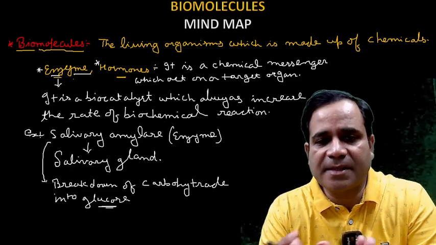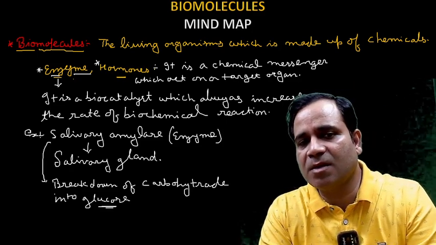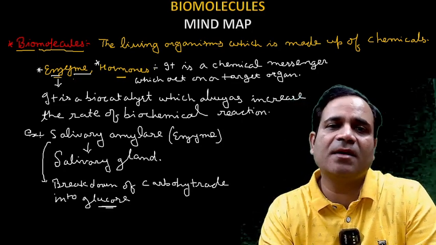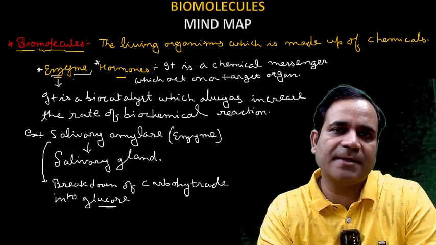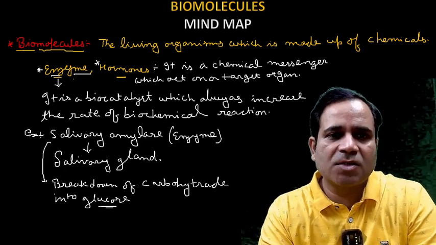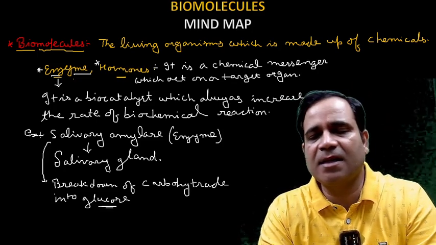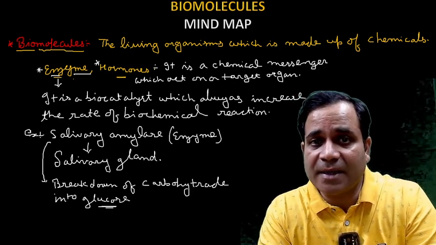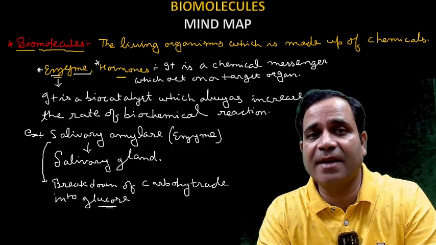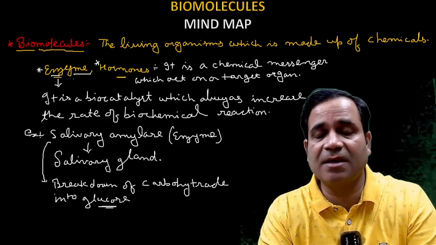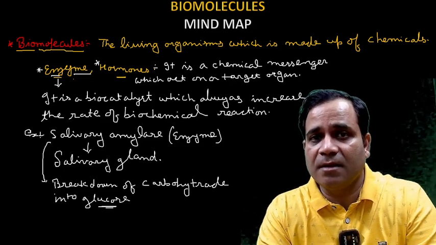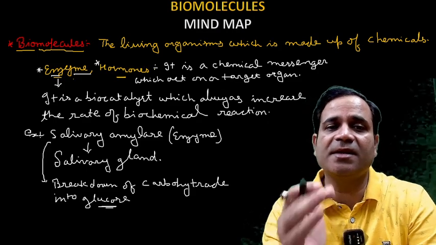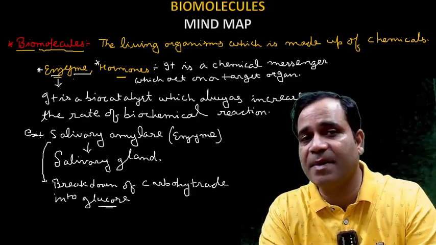So very simple, my dear. If anybody asks you about the hormone, it is a chemical messenger which acts on a target organ or target site. Getting my point? Now the two terms are clear. If anybody asks you about the enzyme, you say it is a biocatalyst, and you know the meaning of catalyst, which increases the rate of reaction. But in chemistry, what is the definition? The substance which either increases or decreases the rate of reaction but doesn't participate in the reaction.